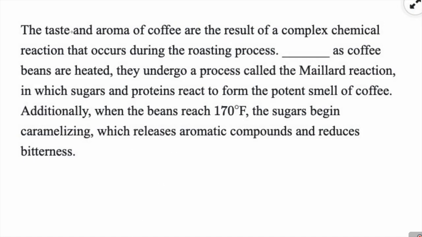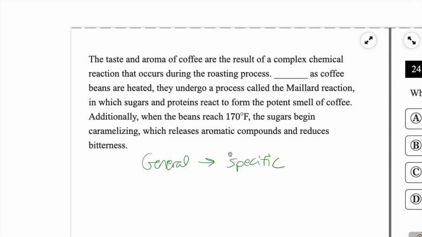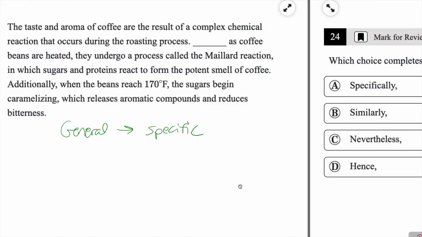So in this case, the taste and aroma of coffee are the result of a complex chemical reaction that occurs during the roasting process. Okay, kind of a general statement. Then blank, as coffee beans are heated, they undergo a process called the Maillard reaction, in which sugars and proteins, and so on. So what they're giving here is a lot of details about this whole process. And so the progression of ideas is going from general to specific. So we want a word that indicates that kind of progression of ideas or that kind of transition.